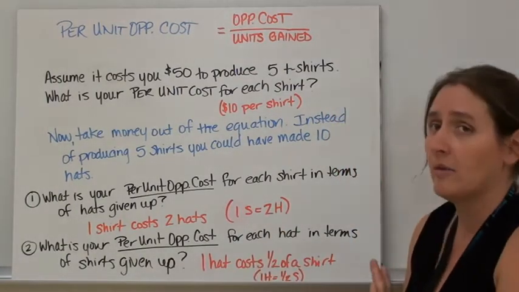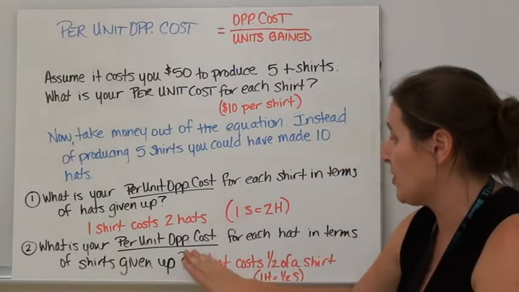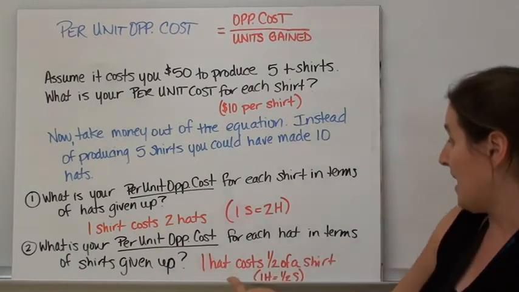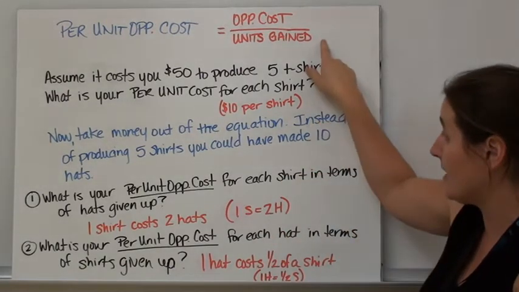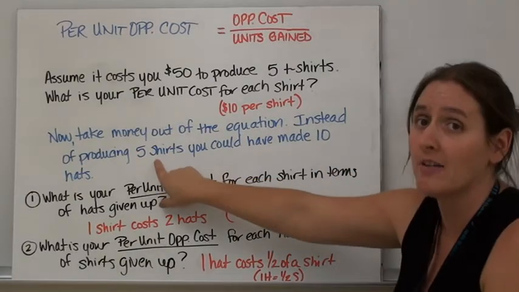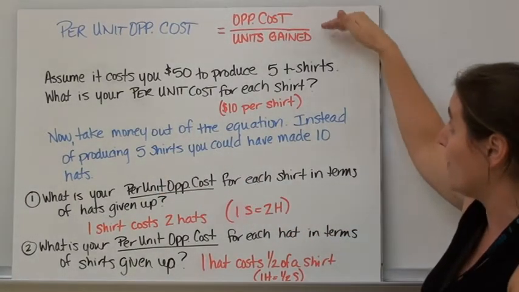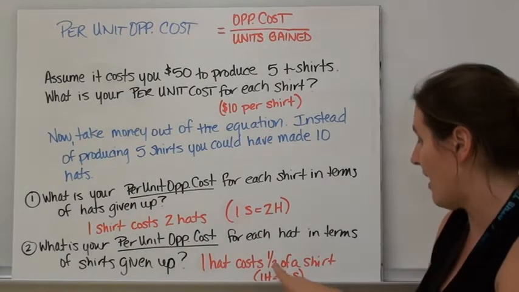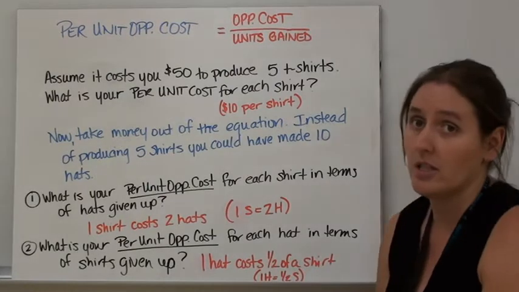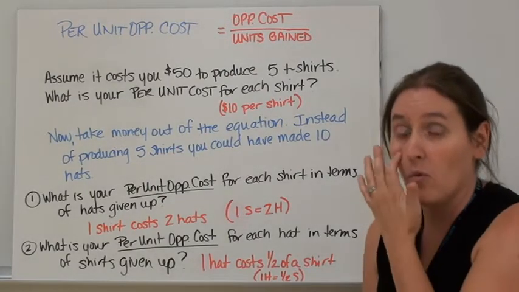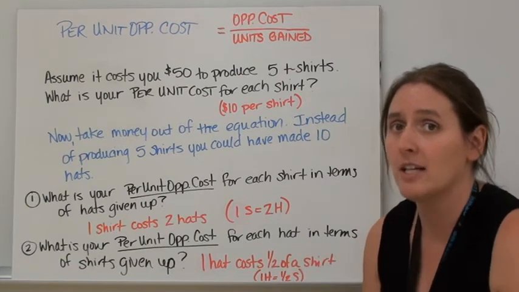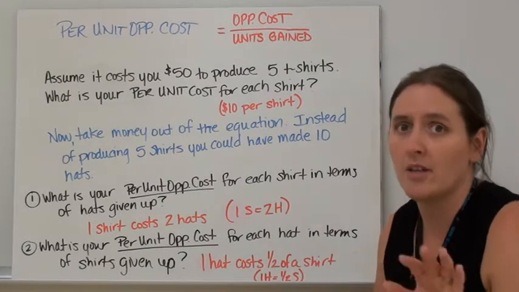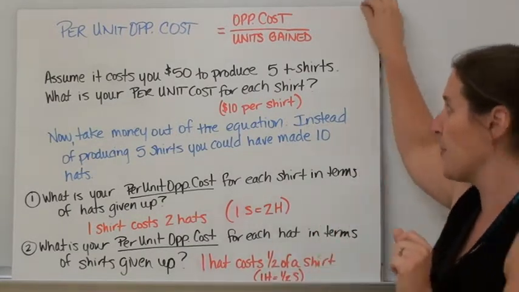Now, how about the other way around with the hats? What's your per unit opportunity cost for each hat in terms of shirts given up? So we're making hats, so we get 10 hats, that's our units gained, and in exchange for that we gave up 5 shirts. That's our opportunity cost. 5 divided by 10 is a half. 1 hat costs half of a shirt. That's the per unit opportunity cost. When we're trying to determine who has an advantage in making a certain item, we want to look at the per unit opportunity cost for that person and for the other person and see whose is less. Okay?